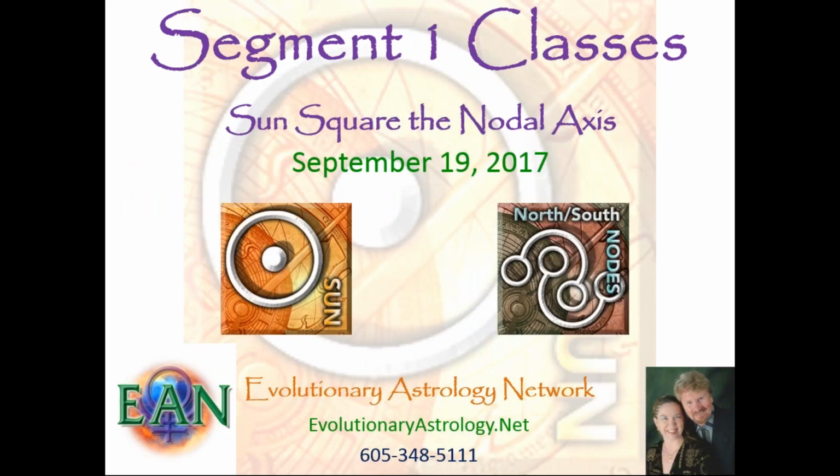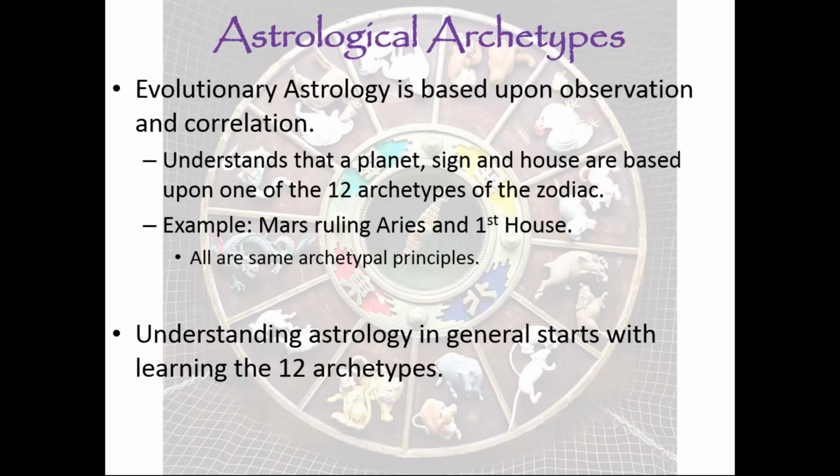So jumping right into the material, a little bit of philosophy with this theory before we get into chart examples as well. Many of you might realize that evolutionary astrology is a knowledge-based system that is based upon observation and correlation. You don't take it on faith. You don't take it as gospel because somebody said it. It is the ability to actually look at it, observe it, know it, and understand it.